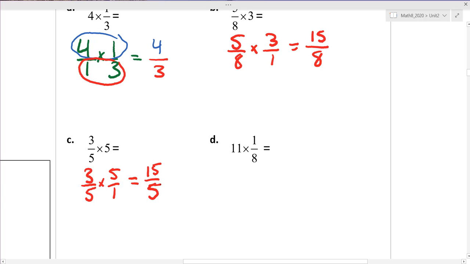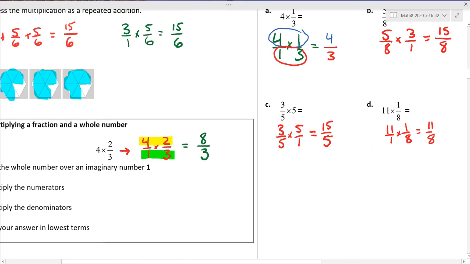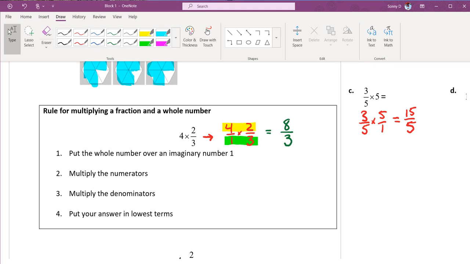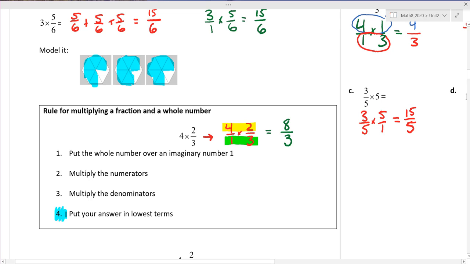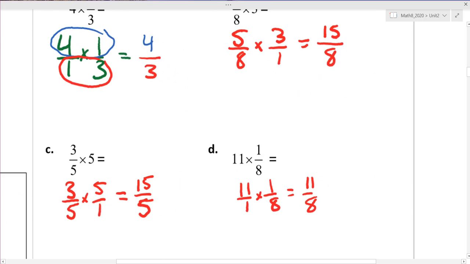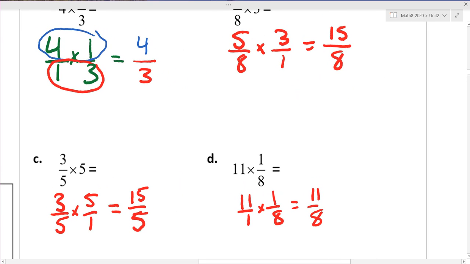Next one. We have 11 over 1 times 1 over 8. Multiply the tops together, multiply the bottoms together. What do you have, Mohammed? 11 over 8. Now, that's steps 1, 2, and 3 I mentioned. But we didn't talk about step 4 with any of these. Put your answer into lowest terms. Are these in lowest terms, or can we simplify any of these further?